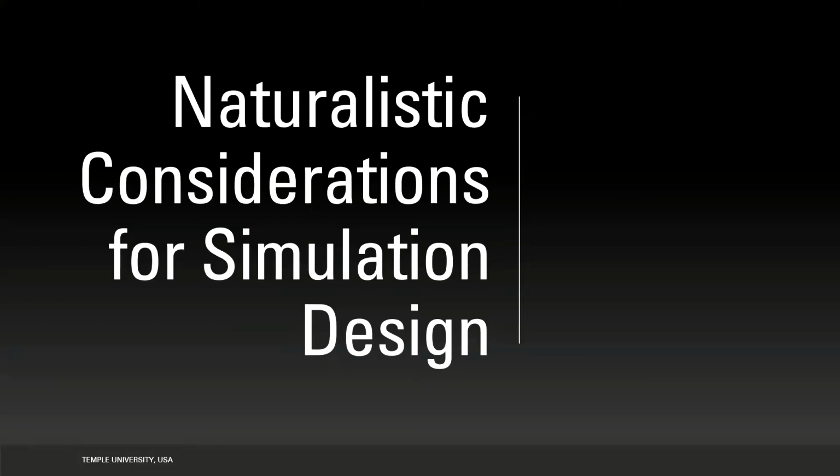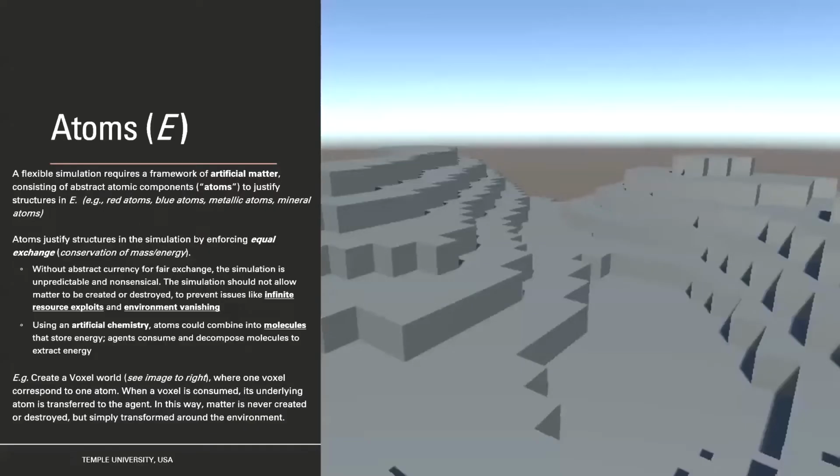So looking at some considerations when it comes to simulation design, a flexible simulation, in this context, I'll be talking about a 3D simulation, but it doesn't necessarily have to be, it could be 2D. But a flexible simulation requires a framework of artificial matter, which consists of abstract atomic components, which you can just call atoms, which are used to justify the various physical structures in E. So just as an example, you can call them whatever you want. You could call them red atoms, blue atoms, metal atoms, mineral atoms, and so on.